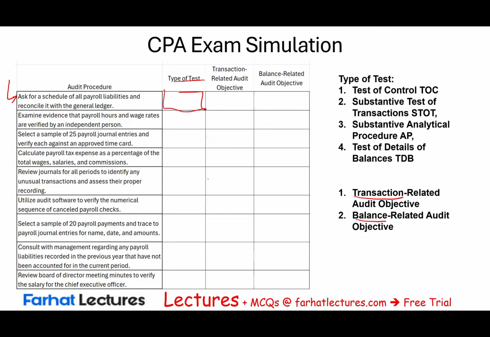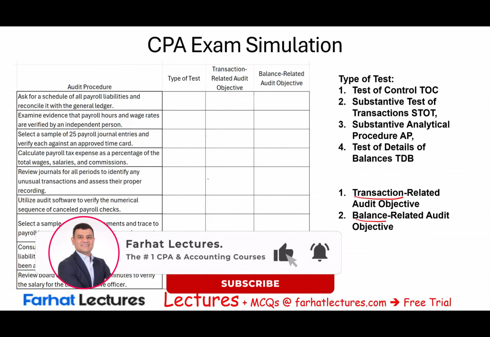There's a drop down menu here, and when you click on it, it says test of control, substantive testing, substantive analytical procedures, test of detailed balances. Now if you don't know what these mean, test of control, substantive testing, analytical procedures, and test of detailed balances, stop, go back to the lecture and figure out what they are before you try to solve a simulation or proceed any further. The reason I'm saying this is if you don't have a good understanding of a test of control versus substantive testing, analytical procedures or test of detailed balances, you will not be able to solve a simulation like this.